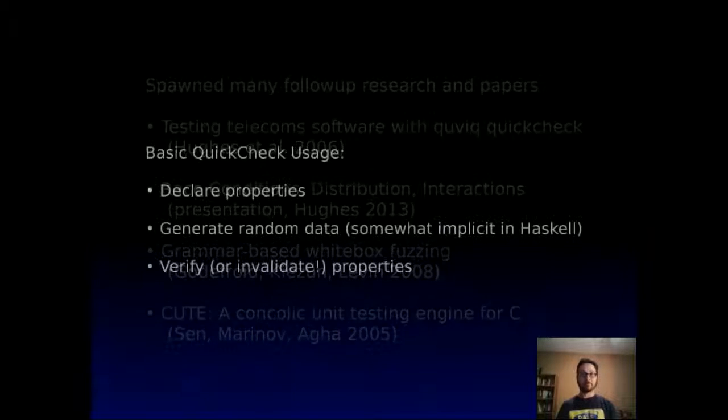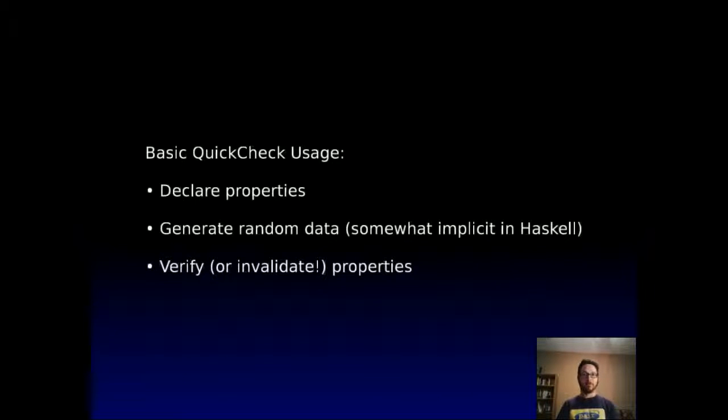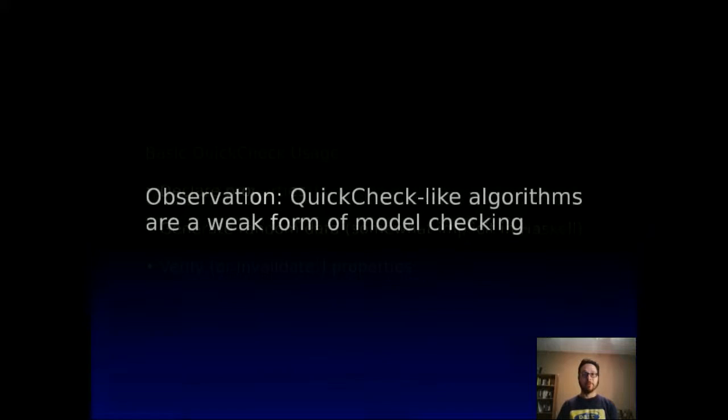It's really neat. So the basic QuickCheck usage is that you declare properties, and then the system actually generates random data based on the types, and then we verify or invalidate these properties. One thing I want to point out is that the QuickCheck-like algorithms are a weak form of model checking in a lot of ways. They are only testing a limited subset of the possible inputs, but they really are verifying that the properties you've declared are fulfilled.